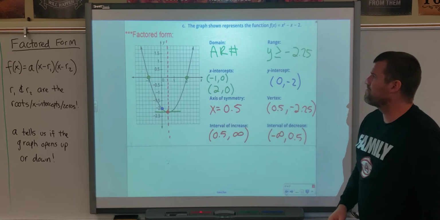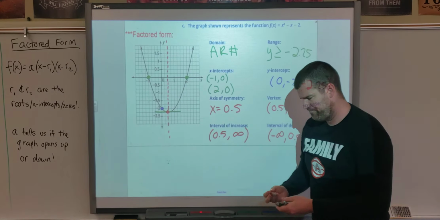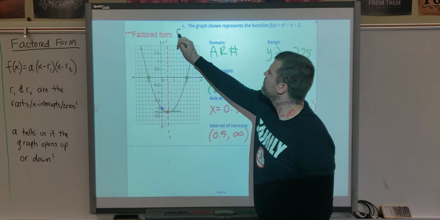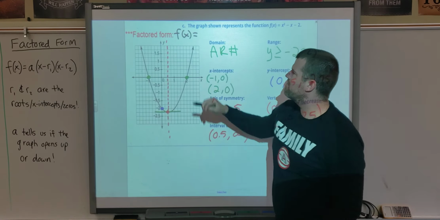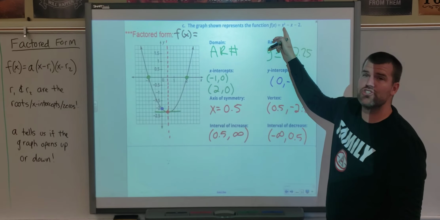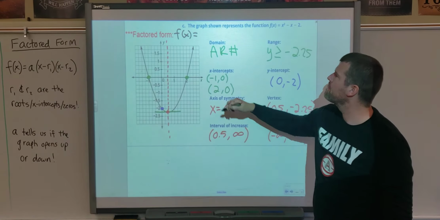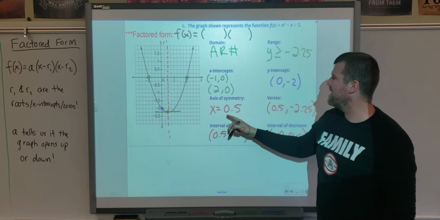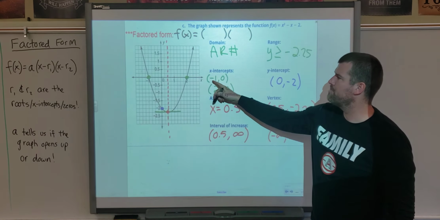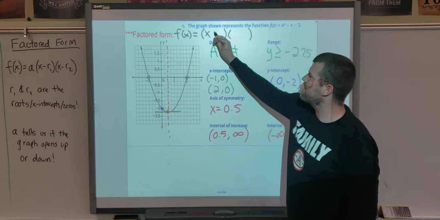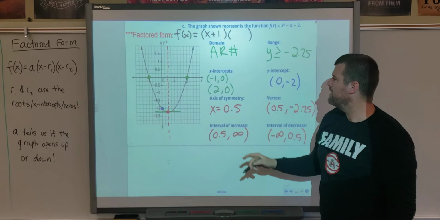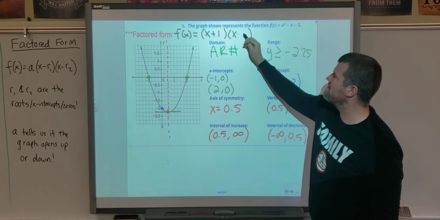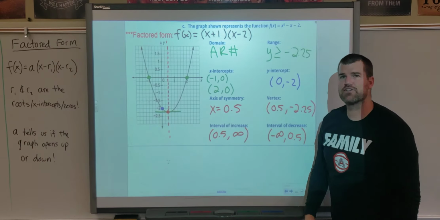Oh, I forgot the most important part, the factored form. So to make sure we can write this in factored form, first thing I need to put is my a value, which was just 1, so I don't need to write it down. And then for our factors, we're going to put the opposite of our x-intercepts. So if my intercept is negative 1, this will say x plus 1. And if my other intercept is positive 2, my factor will say x minus 2, right? Factored form.